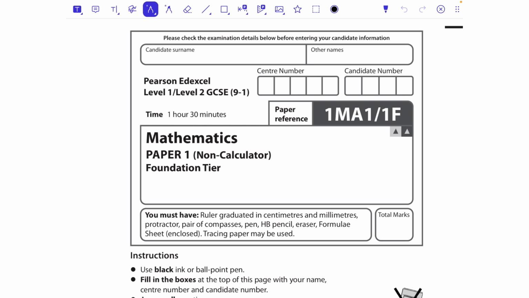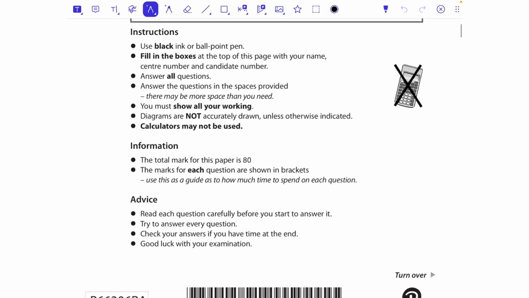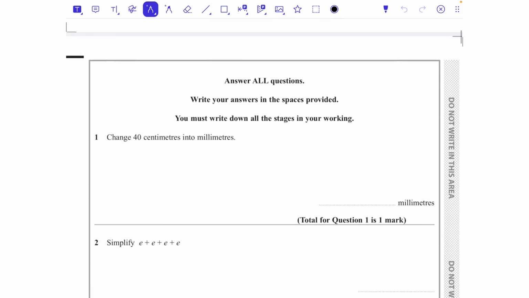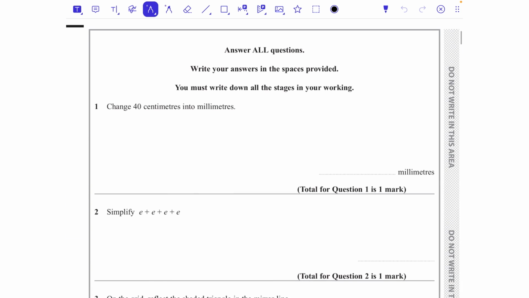This is May 2022, Foundation, paper number 1, so non-calculator for Edexcel. Let's have a look at this paper and see how we would have gotten on. So change 40 centimetres into millimetres.